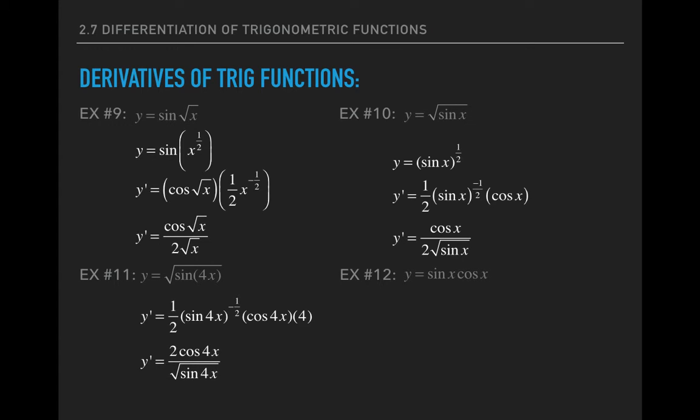So sine x, cosine x. This is going to be a product rule, so that would be the derivative of the first times the second plus the first times the derivative of your second, which is cosine squared minus sine squared.